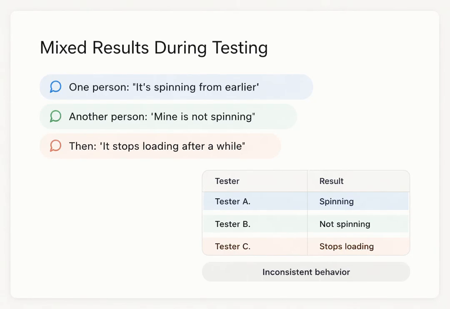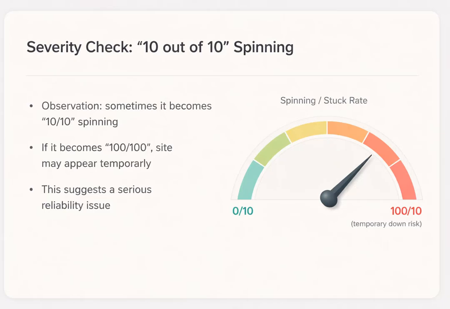The responses are inconsistent. One person reports it's been spinning, another says it's not spinning on their side. Then there's a note that it eventually stops loading. In debugging, inconsistent results often point to caching differences, CDN or server load balancing, intermittent server performance, or race conditions in the front end. The speaker escalates the concern by describing cases where it feels like 10 out of 10, meaning it happens every time. They even mention 100 out of 100 as a way to say it could become constant, making the site look temporarily down.